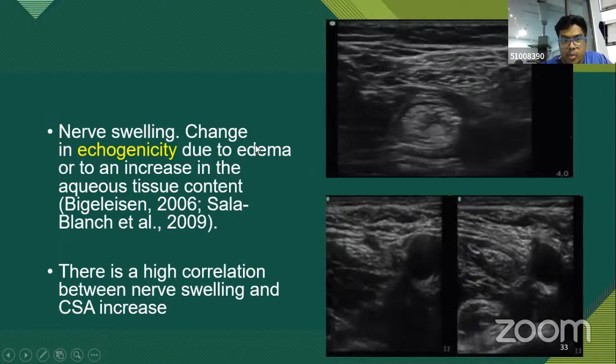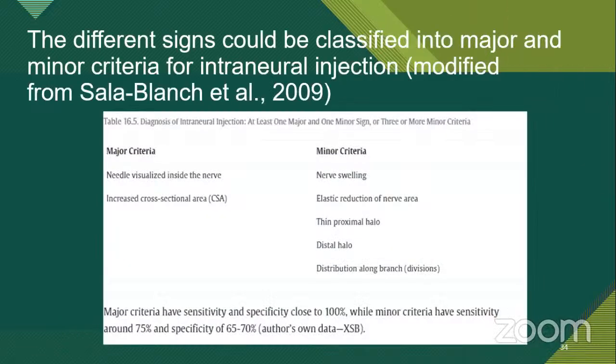Now, definitely nerve swelling, which as I said is a change in the echogenicity due to edema or an increase in the aqueous tissue content. So there is a high correlation between this nerve swelling and cross-sectional area.